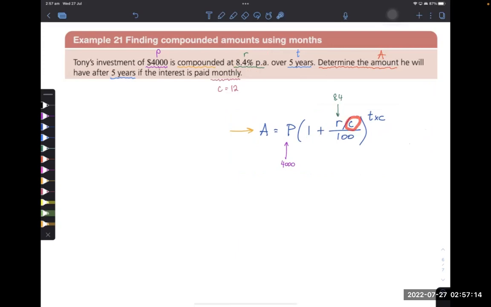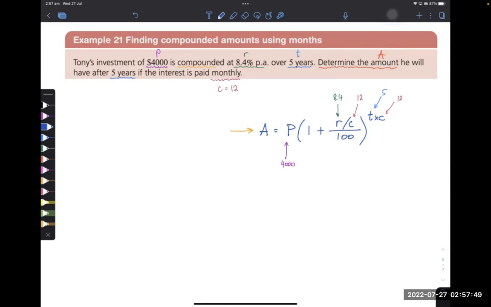We also see the letter C here, which is 12. And then we also see T, which is 5. And once again, we've got our C, which is 12. So we need to put all of these numbers into where these letters are. Okay, except for the A, because we're still trying to find the A. In terms of the 100, we just type everything in afterwards.